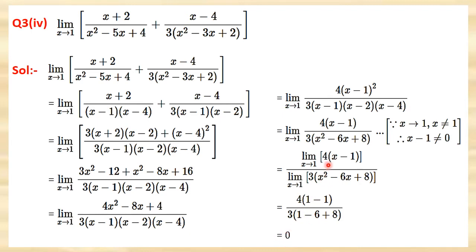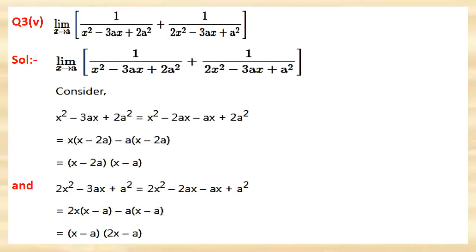So it is 4 into 1 minus 1, which is 0. The numerator is becoming 0, so whatever the denominator, we will get only 0. So 0 upon this, substituting, you will get 1 square, 1 minus 6 plus 8. That is 1 minus 6 is minus 5, plus 8 is 3. 3 into 3, 9. That is 0 upon 9, which is nothing but 0.